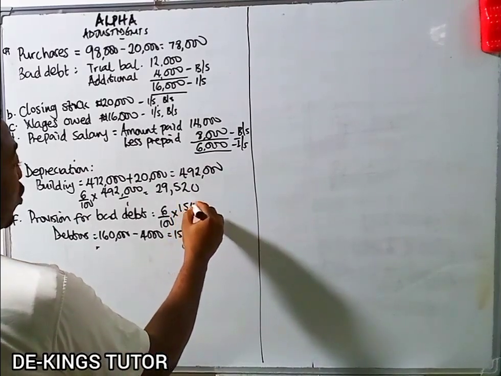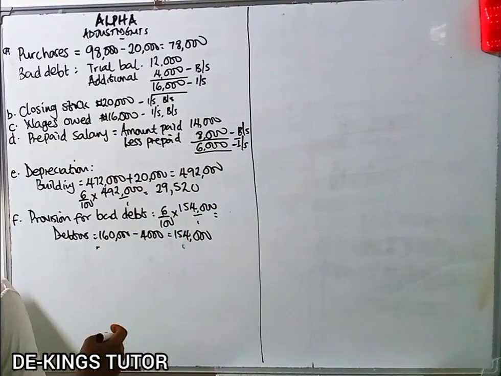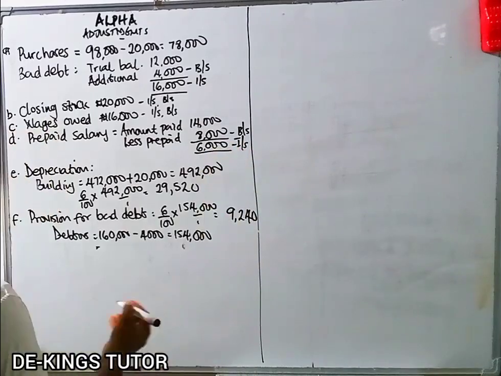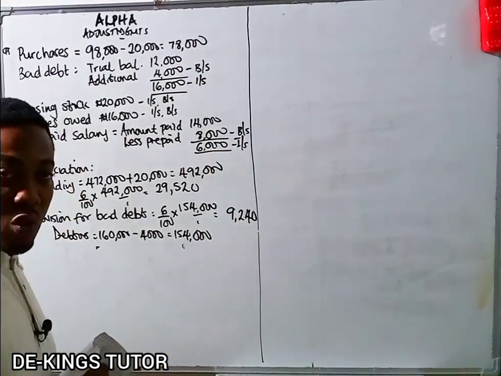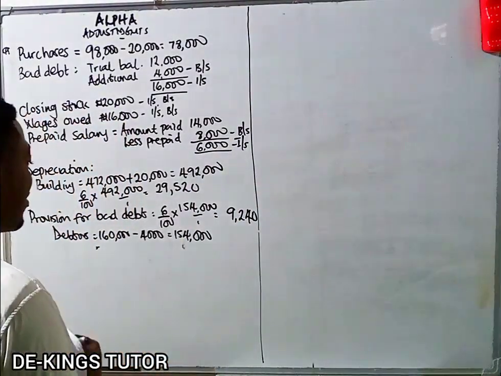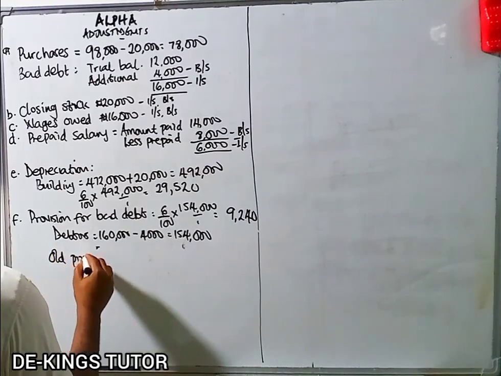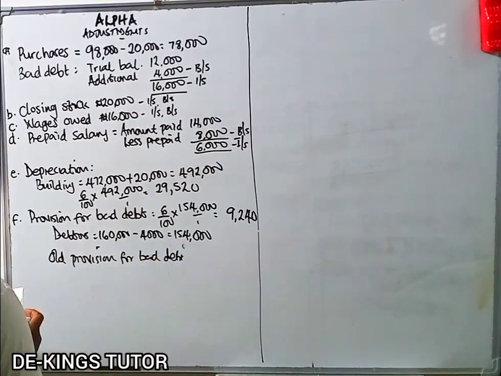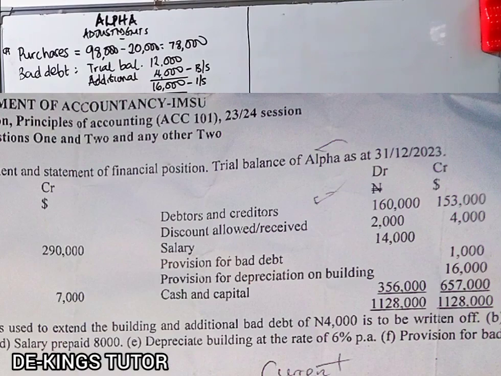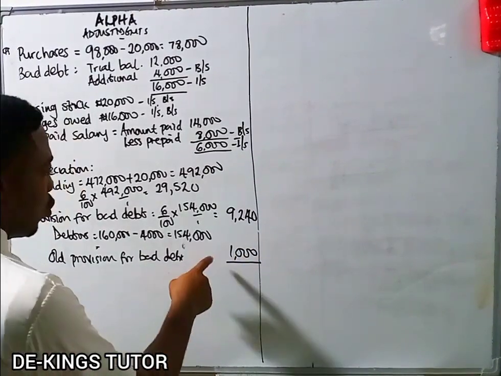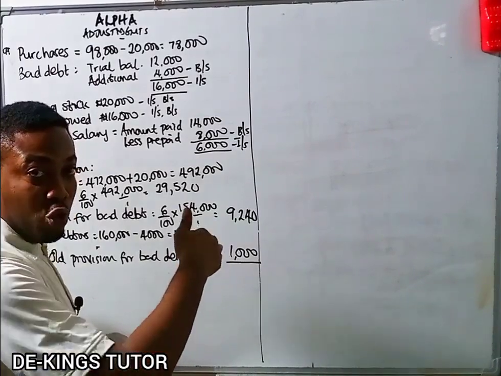So it is this 154,000 that we will calculate 6% on. It should now be 6% on 154,000, and we will now have 9,240. Now this 9,240 is what we calculated just now, so it means this is the new provision. Now let's check in the trial balance if there is an old provision for bad debt. If you check there, you see provision for bad debt is in the trial balance and it's 1,000. So we said the old provision is 1,000.